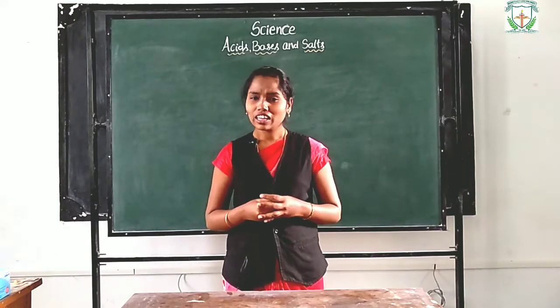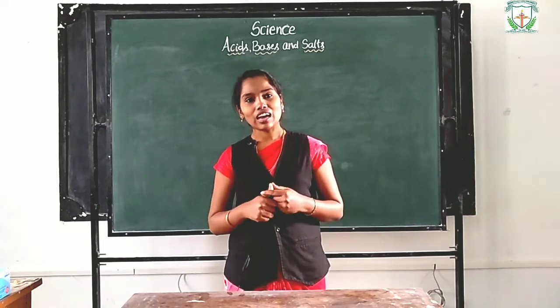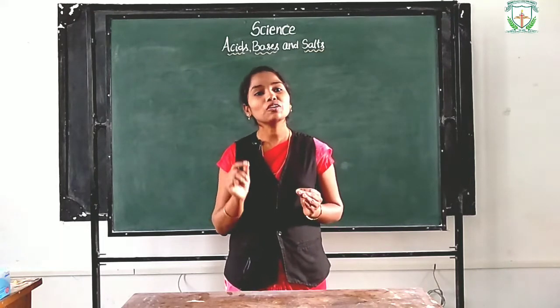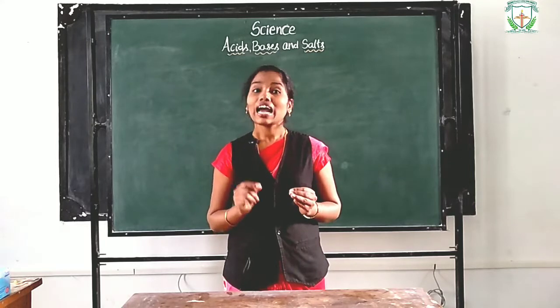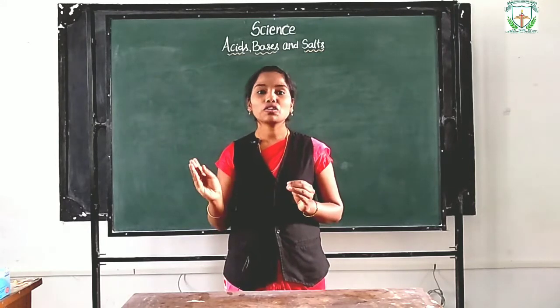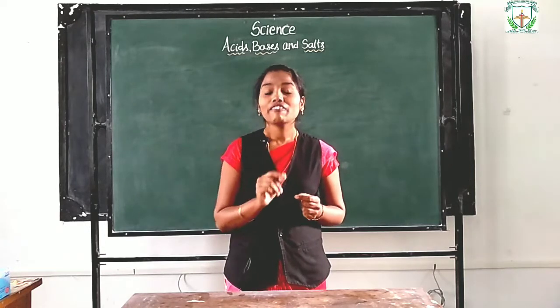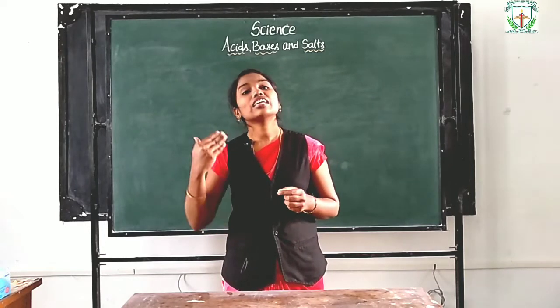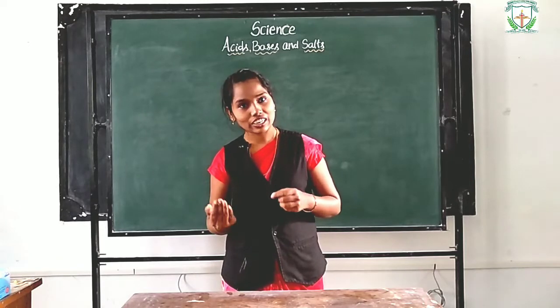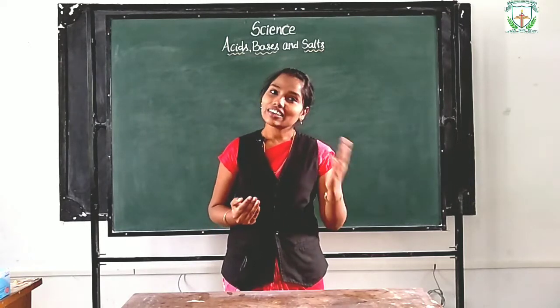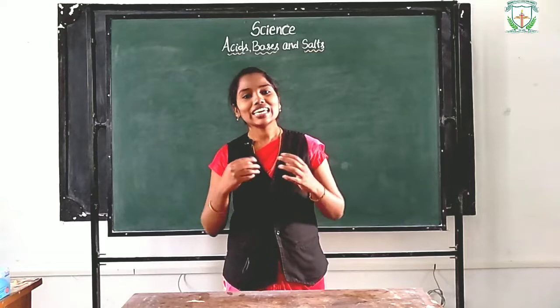Our daily life. Then children, what is pH then? A pH measures the hydrogen ion concentration. And the pH scale ranges from 0 to 14. A pH of 7 indicates that the solution is neutral. When the pH is less than 7, that solution is acidic in nature. When the pH is greater than 7, that solution is basic in nature.